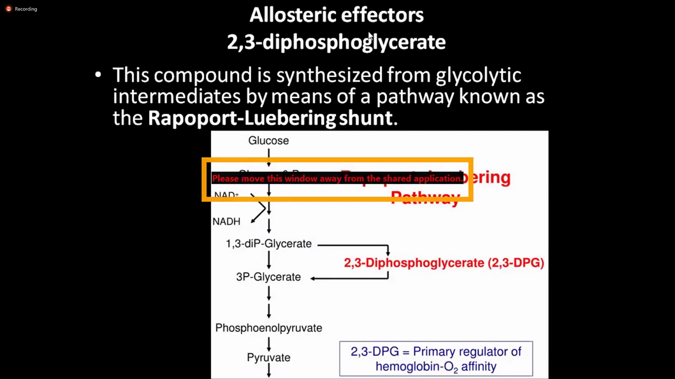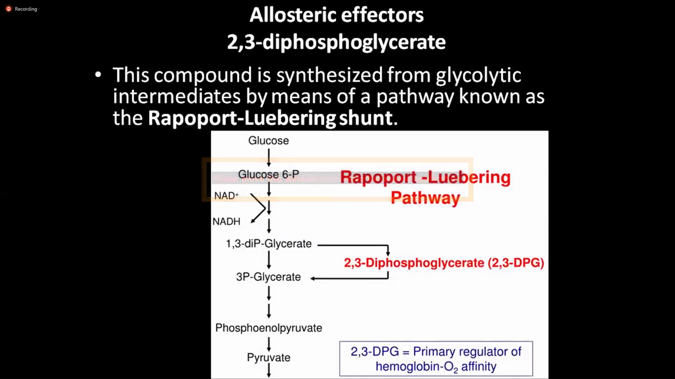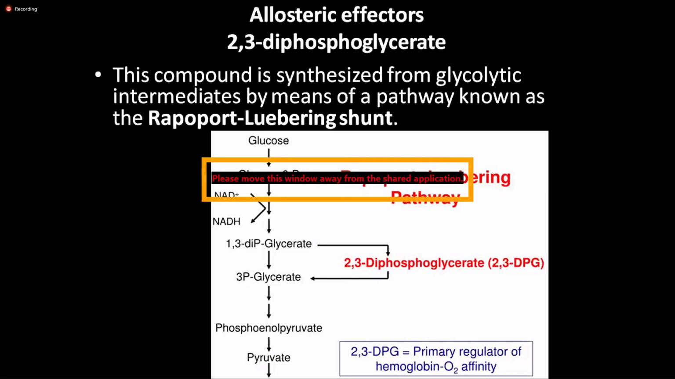Another important allosteric effector is 2,3-diphosphoglycerate. 2,3-diphosphoglycerate, or bisphosphoglycerate, is produced during the glycolysis pathway, which is actually not the exact glycolytic pathway. It is the Rapoport-Luebering pathway, also known as the Rapoport-Luebering shunt pathway. A shunt pathway is a side pathway or extra pathway that originates from some main pathway.